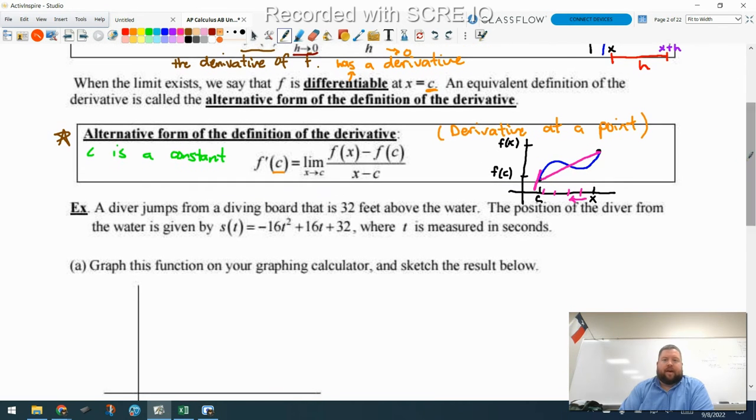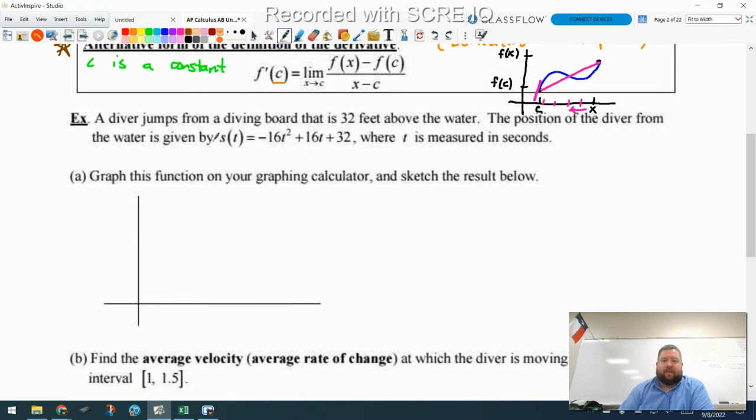All right, let's put this into practice. So we have a diver that is jumping off a diving board that is 32 feet above the water. The position of the diver from the water is given by this function where t is measured in seconds. Graph this function on your graphing calculator and sketch the result below.